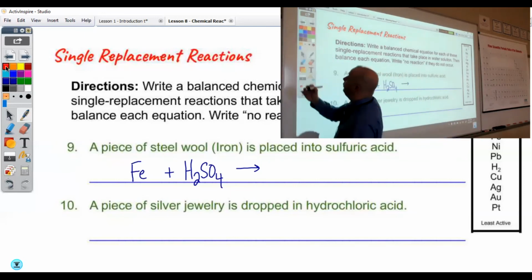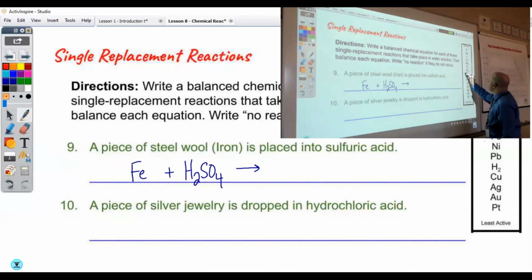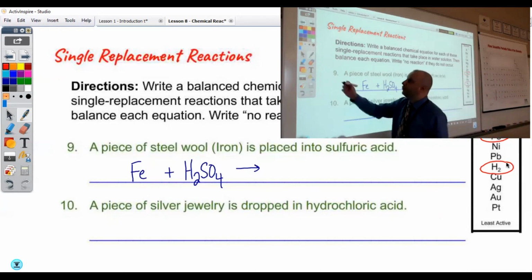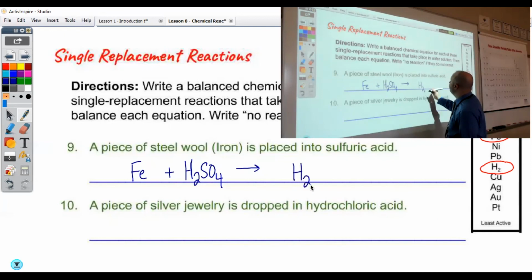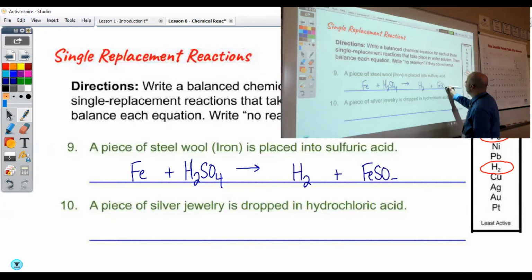So let's compare those two. Here's iron. Here's the hydrogen. Notice that it's the only nonmetal in this group. Hydrogen is lower down on the table. So hydrogen is actually going to form as a result of this reaction. So we're going to get hydrogen by itself, and our other product is going to be iron 2 sulfate, so FeSO4. Fe is 2 plus, SO4 is 2 minus.